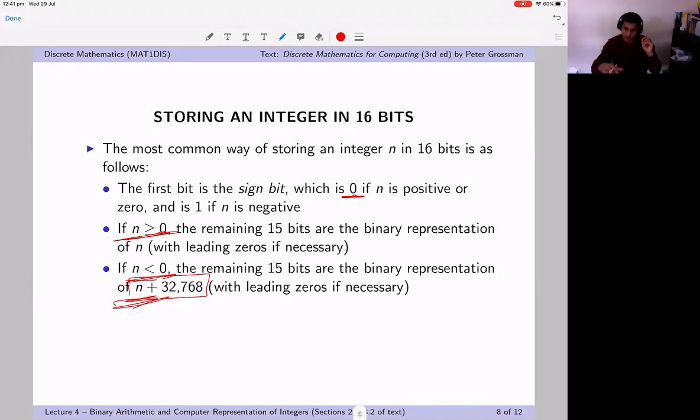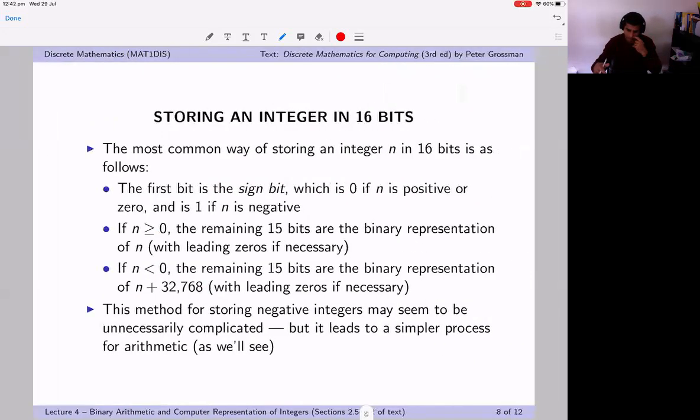But for the time being, what that means is, if you have a negative number, the first bit is 1. So as soon as it reads 1, that means a negative number. And for the remaining number, you add 32,768 to it and convert that into binary. That would be your representation. So this method for storing negative integers may seem unnecessarily complicated, but it leads to a simpler process for arithmetic as well.